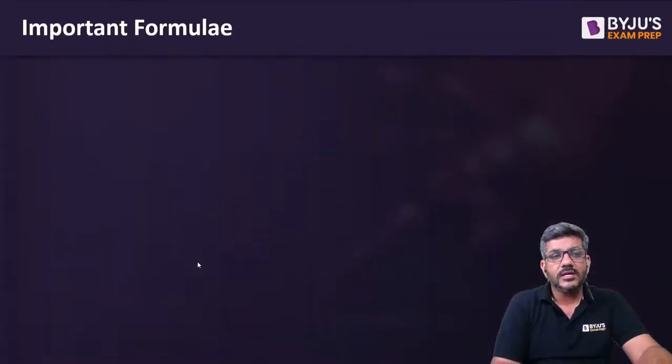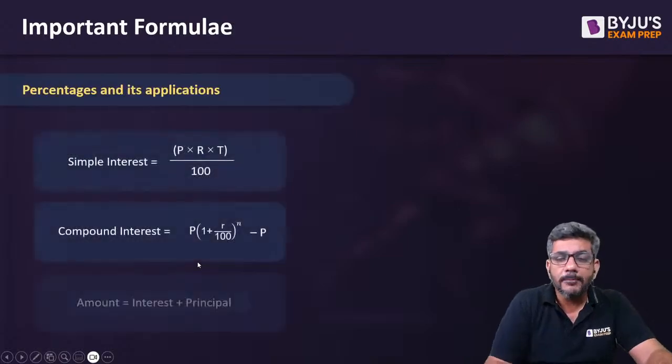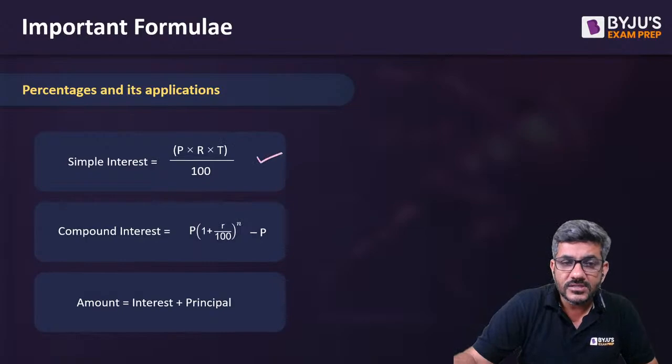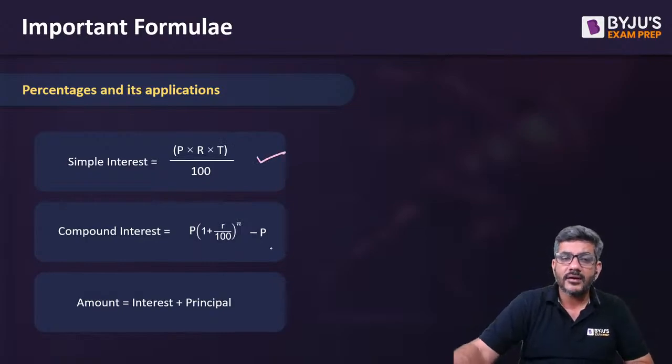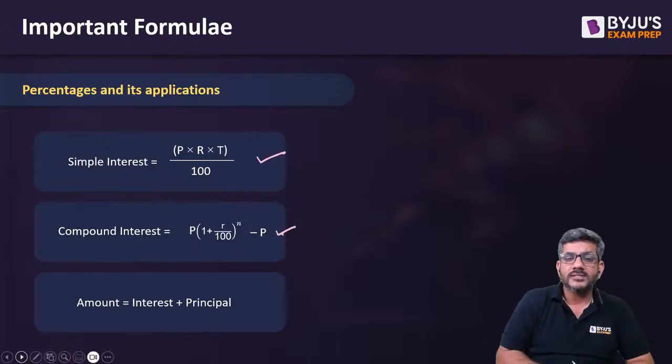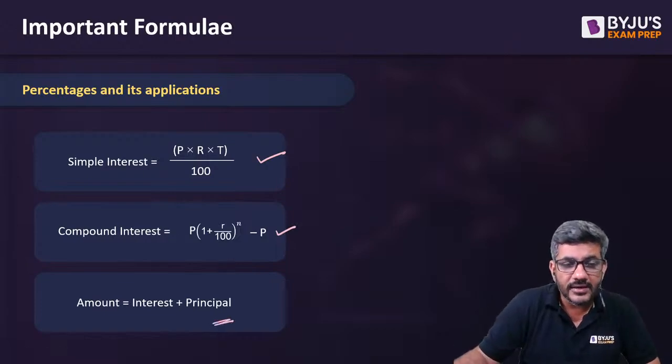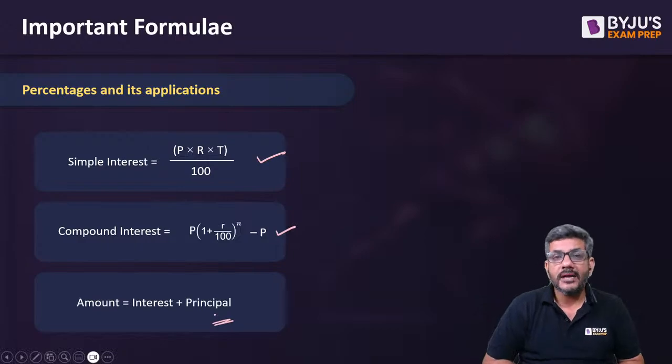I'll move on now to the third one, that is about simple interest and compound interest. Though I know कि आप सबको पता होगा, simple interest is P into R into T divided by 100, compound interest is P into 1 plus R by 100 raised to the power n minus P, and amount is equal to interest plus principal. That is the simple question over here.